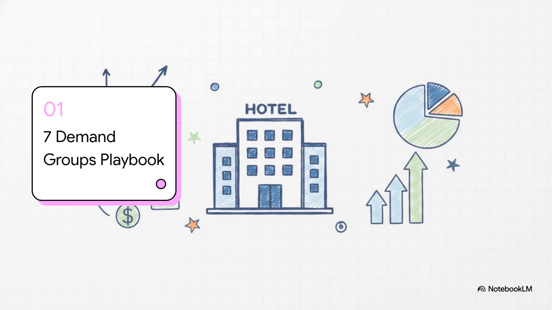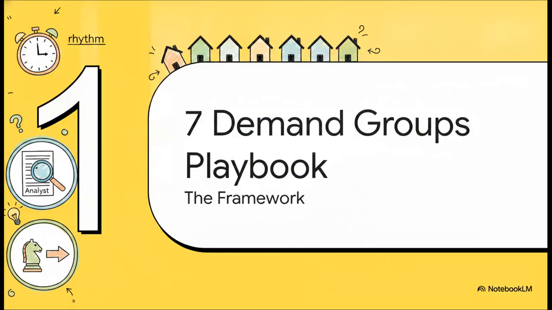And here is a fun little Easter egg for you before we start. Within each of these 7 groups, there are 4 specific subgroups based on your recent room night pickup and your average daily rate. So 7 groups times 4 subgroups, yep, that's exactly how we get the incredibly powerful 28 methods. Let's dive right in. Section 1, the 7 demand groups playbook.